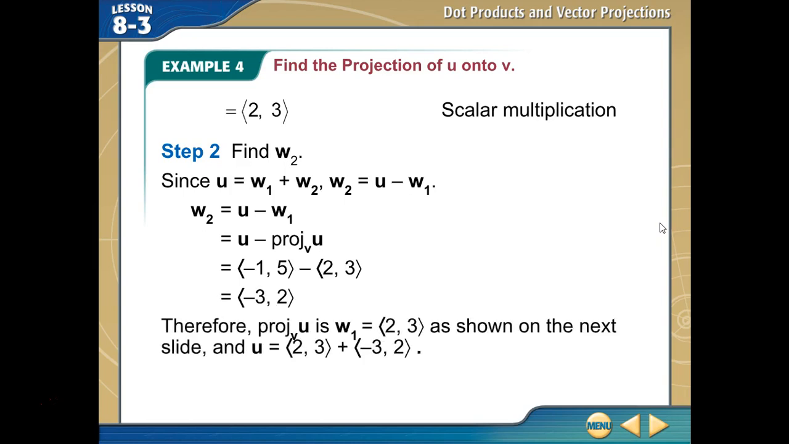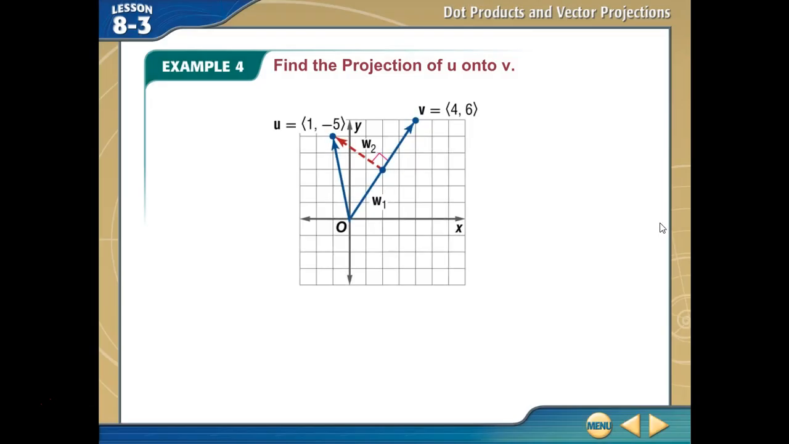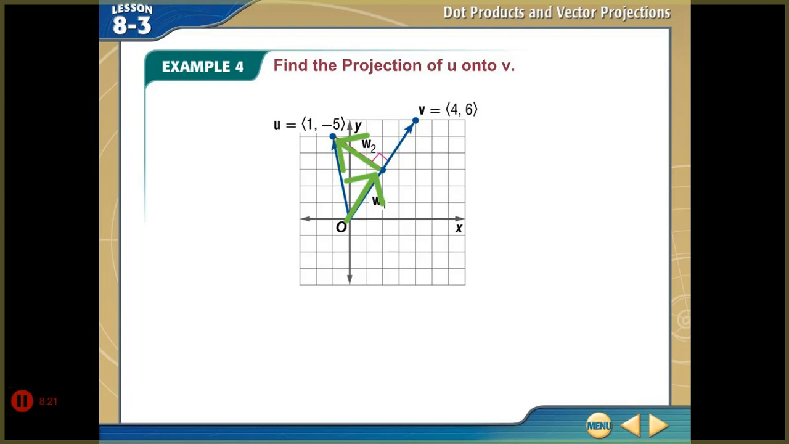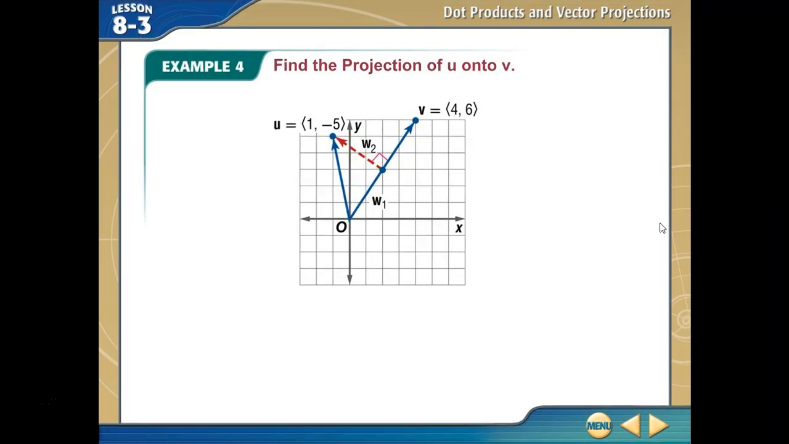Right, so at the end, we've figured out those two pieces. W1 is calculated with the projection formula, and then we just use the fact that vectors are adding, in this case, head to tail. So head to tail produces the resultant vector, and I can then subtract to get the one that I was missing. All right.